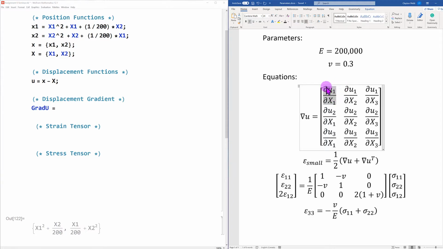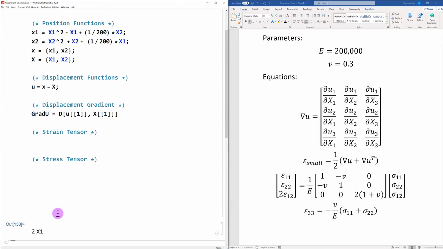For example, if I wanted the partial derivative of u1 with respect to x1, that's no problem at all, because we know in Mathematica, I can do a partial derivative using the D function. So since it's a function, it's going to have those square brackets. And the first thing is going to be, what is the function I'm taking the derivative of? So this would be u1. And then the second thing is, what am I differentiating with respect to? So this would be x1. So this would be this component right here, the differential of u1 with respect to big X1. So if I were to run this, no problem at all. I can see that I have my partial derivative as 2x1. The problem that we do have is that's just this partial derivative right here.